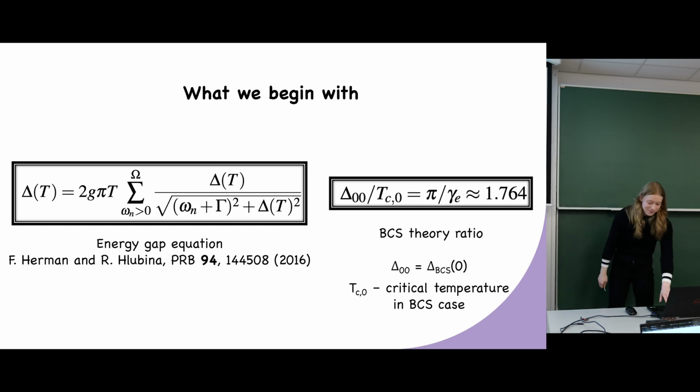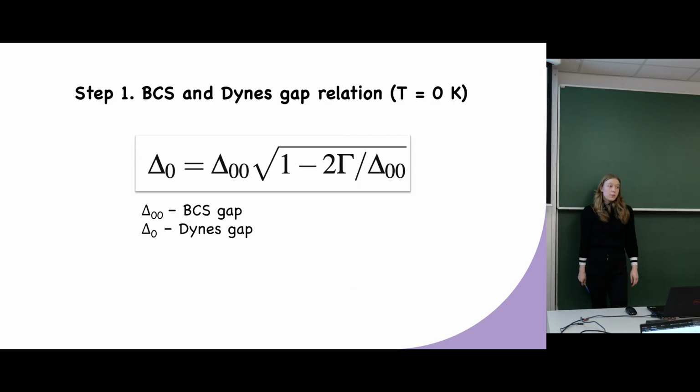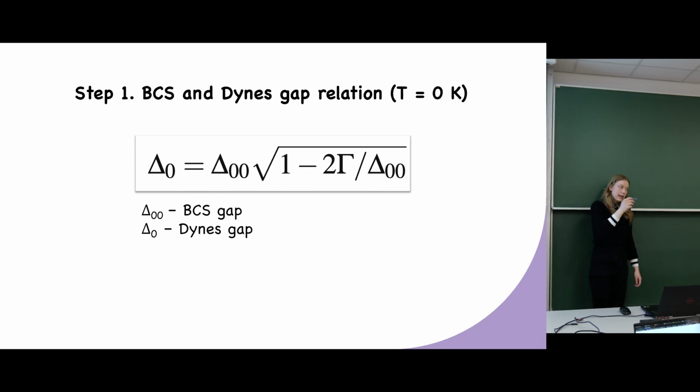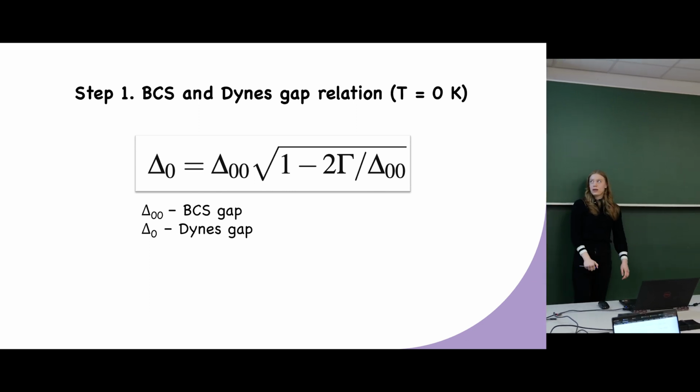So let's begin. The first step was to find such a relation between the BCS and Dynes gap. This equation is not new, it is a known fact, but in our paper we exercise its derivation because the logic of its derivation is quite similar to what we'll have in the future. So what is this logic? We have the energy gap equation for clean and Dynes cases, then compare them, make approximations where temperature equals 0 kelvins, and achieve such a result.